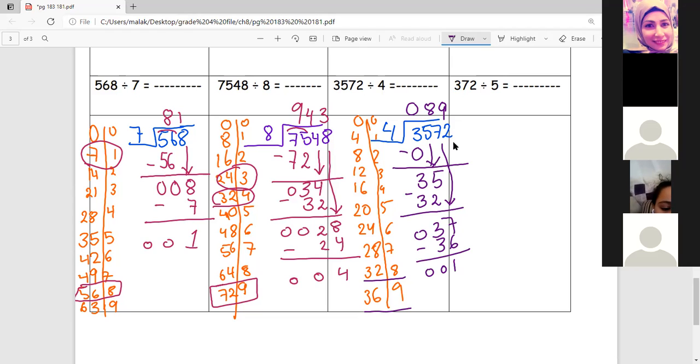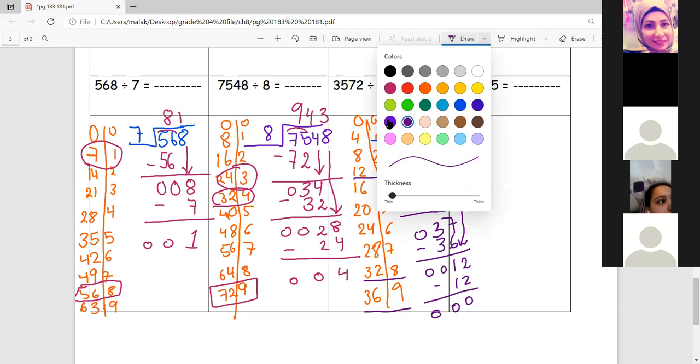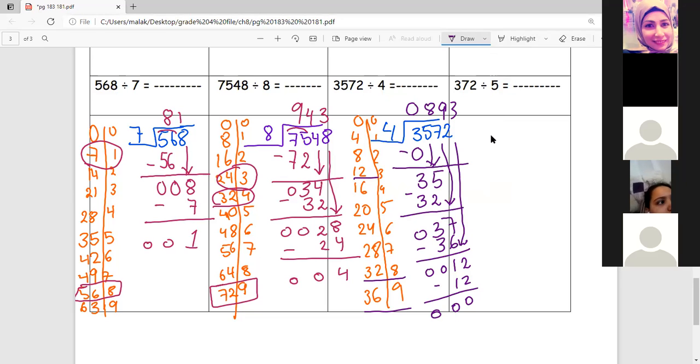We put 2 down. 12. 3 up and 12 down. Bravo. If we subtract, we will have zeros. The remainder is zero and the quotient is? Bravo. Okay, next, Leia Shahadi.